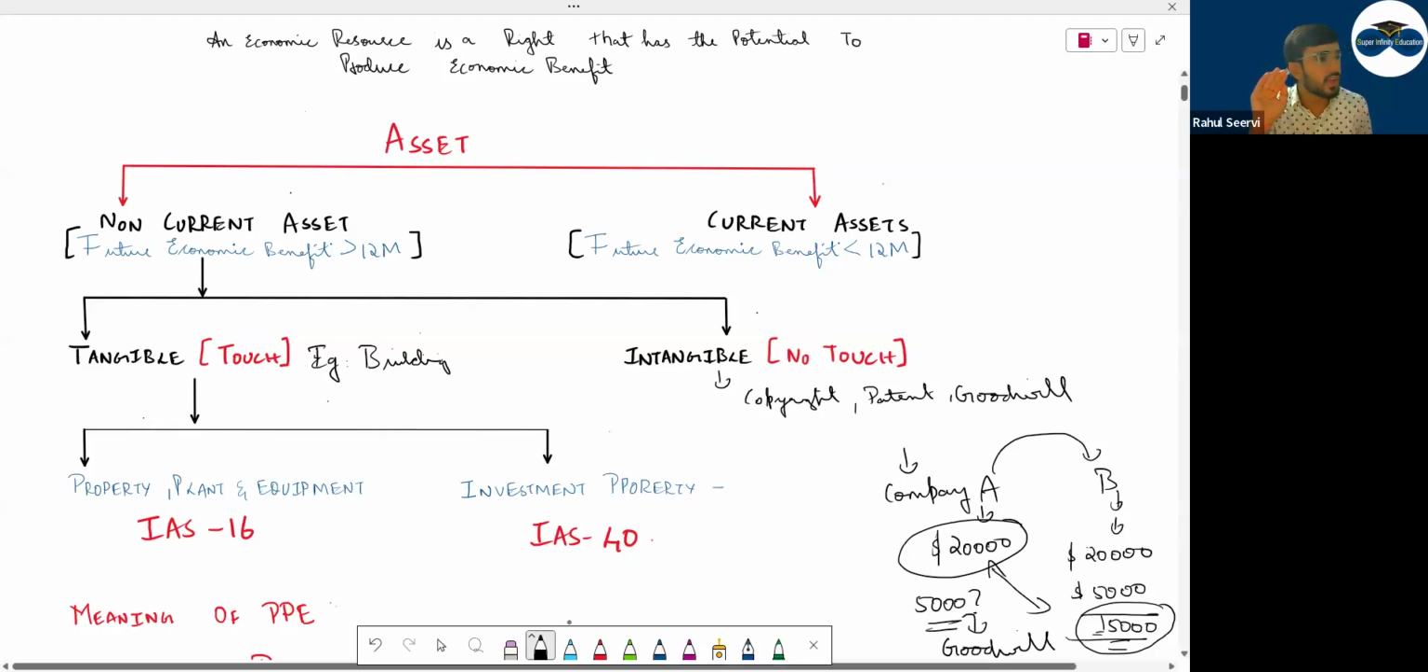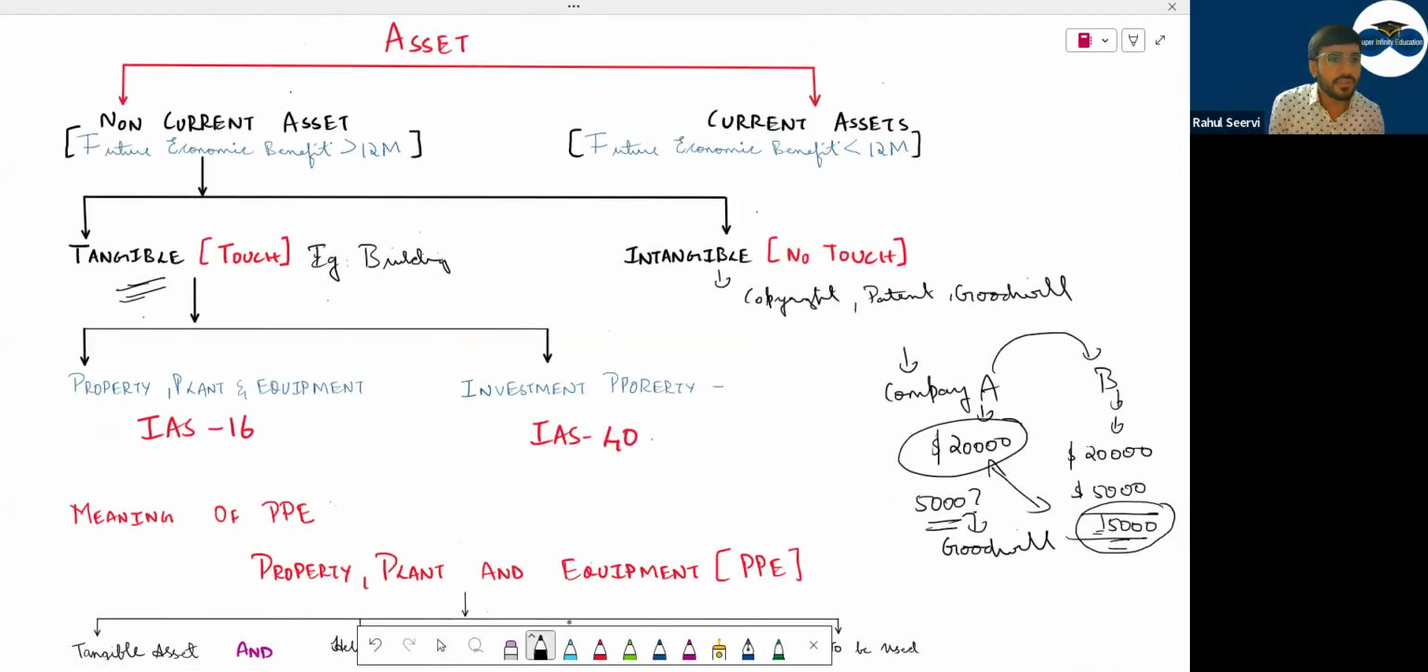Now, can you touch goodwill? Building you can touch and feel. Can you touch goodwill? Can you touch any patent, copyrights? You can't touch this. This is the further classification of non-current asset. Under tangible asset, we will be learning IAS 16, that is property, plant and equipment. That is the first standard. And the other one is what? Investment property. As mentioned, I have a property, I've given this on rent and it is not my business. It will come under IAS 40. Then intangible asset, what will we be studying? Intangible asset, IAS 38.